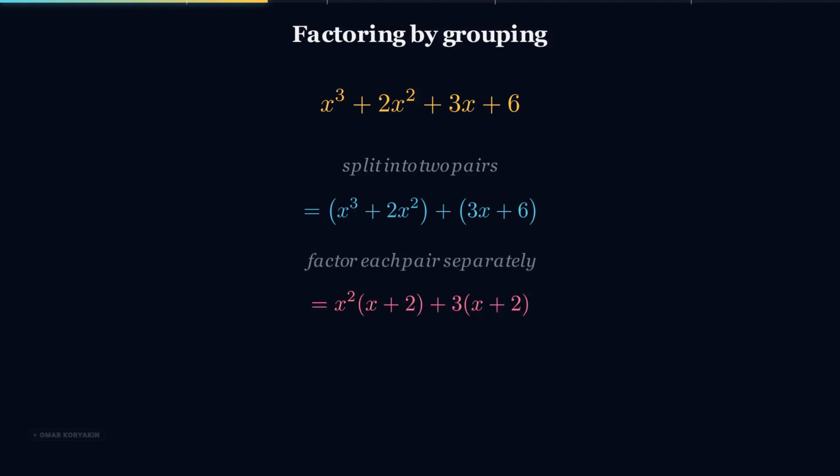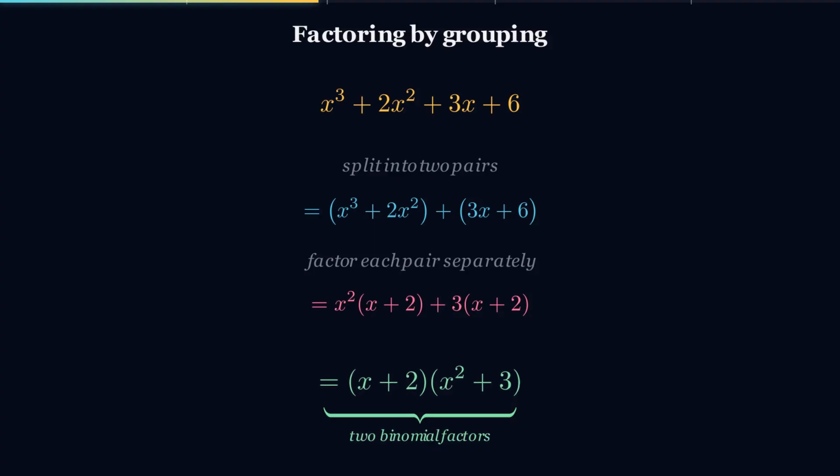The first pair has a common factor of x squared, leaving x plus 2. The second pair has a common factor of 3, leaving x plus 2 as well. Both pairs left the same binomial x plus 2, which is exactly what we want. Pull out the common binomial. The polynomial equals x plus 2 times the quantity x squared plus 3. Two binomial factors instead of four scattered terms. That is the entire grouping technique in a three-move split. Factor each pair, pull out the shared binomial.